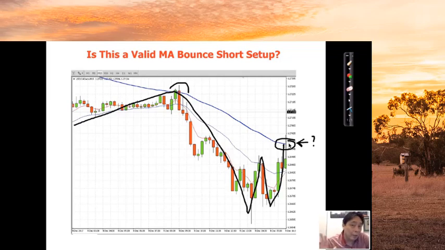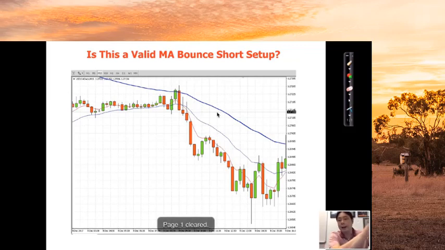Okay, have you got your opinion? Do you think it's a valid trade? Would you take this trade? Well, the answer is no, you shouldn't take this trade. It is not a valid trade. Why? Although you see a clear downtrend with the 18, 50, and 200, you see the 50 EMA being tested, but it is not a clear downtrend wave pattern.